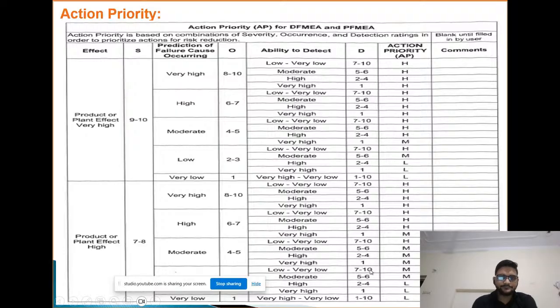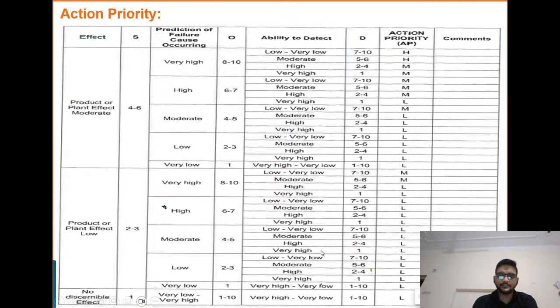And in case of severity 7 to 8 and occurrence is 2 to 3, detection 7 to 10 is medium, 5 to 6 is medium, 2 to 4 is low and 1 is also low. And in case of severity 7 to 8 and occurrence is 1 and detection is 1 to 10, all are in low action rating.